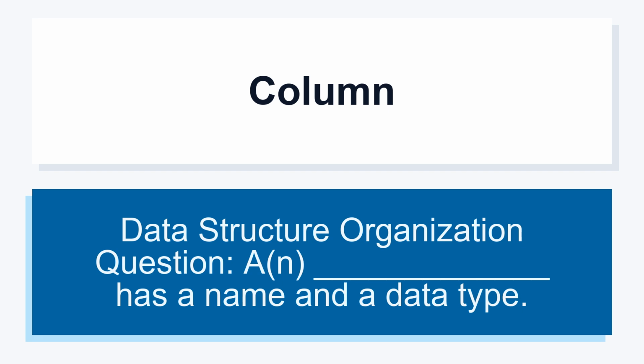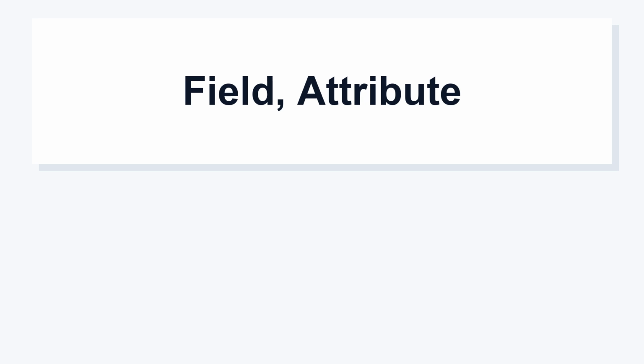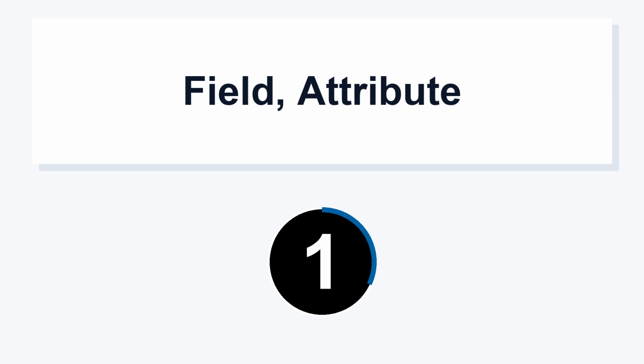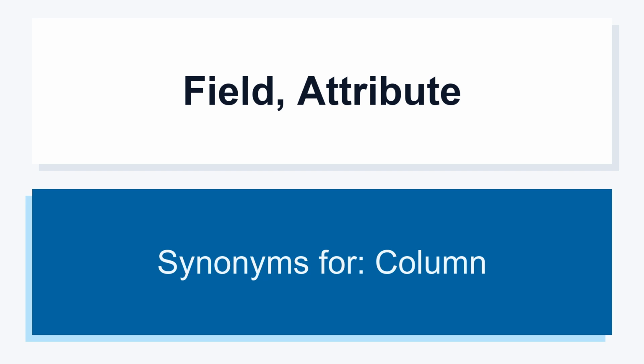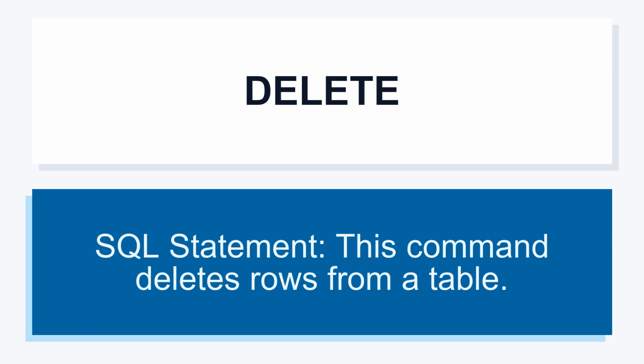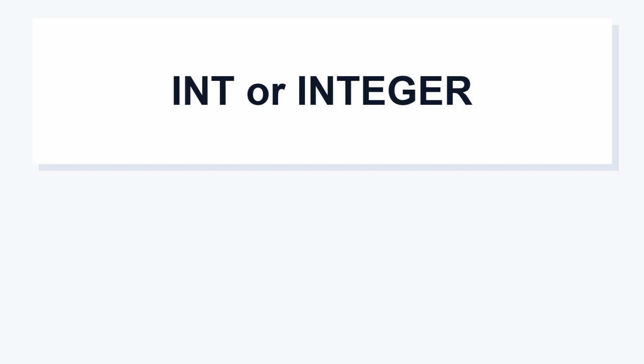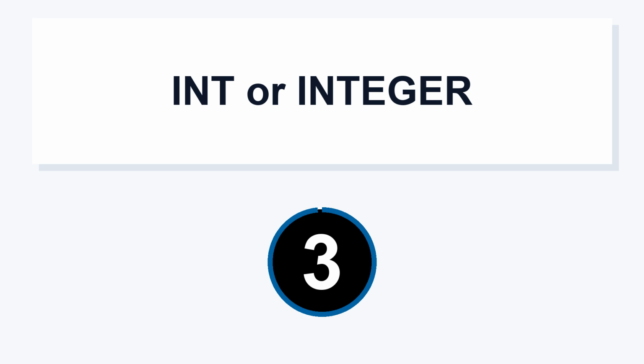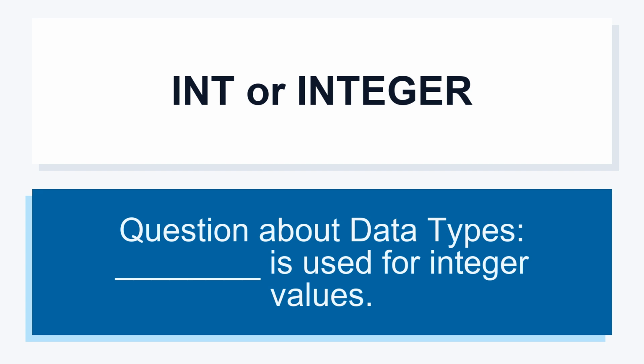Data structure organization question, a column has a name and a data type, field, attribute. Synonyms for column. Delete. SQL statement, this command deletes rows from a table. Int or integer. Question about data types, INT is used for integer values.